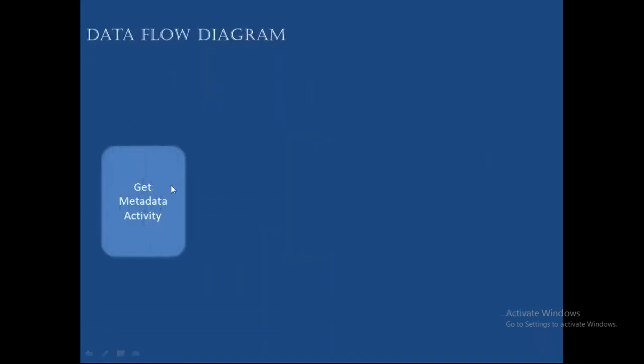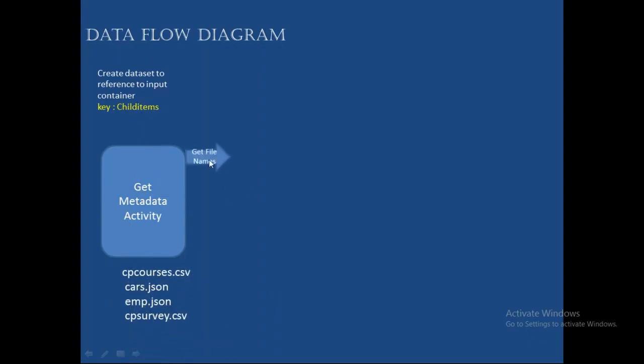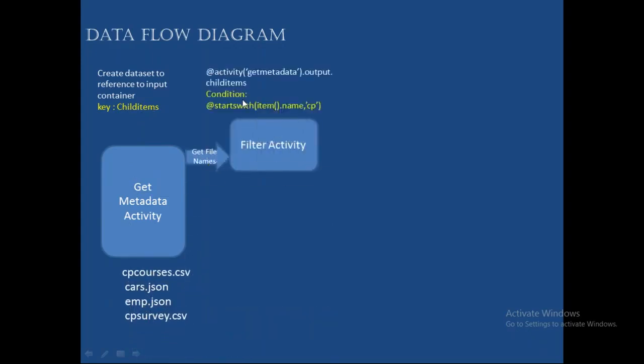See another diagram. I have a get metadata activity, same thing. Create a dataset referencing the input container. You just have to use the key child items. It will give you all these 4 files. First I will pass all these files to my filter activity with at the rate activity of get metadata output dot child items. Child items means all these files I'm passing to the filter activity.